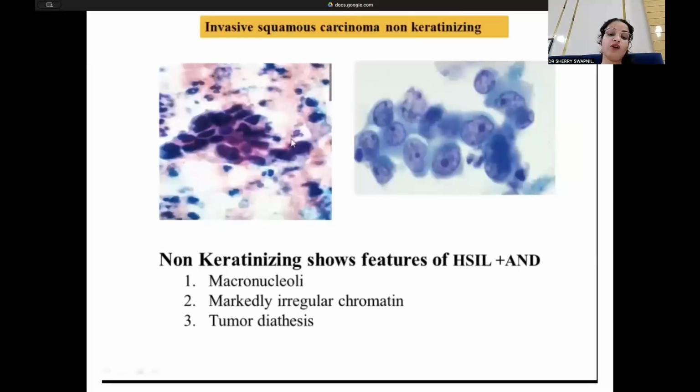In the non-keratinizing type, you can see macronucleoli. We have not seen that in HSIL, where nucleoli are generally absent, but in squamous cell carcinoma you can see macronucleoli and tumor diathesis. Definitely, this is a dirty background. You should look for a dirty background or tumor diathesis, marked nuclear irregularity, uneven chromatin distribution, and hyperchromasia can be there. So these are the features that we should look for. Next slide.